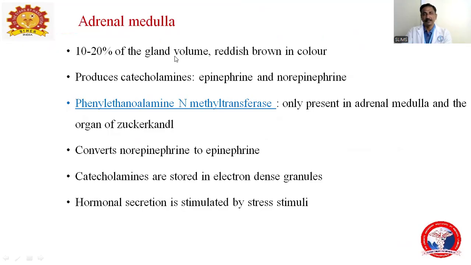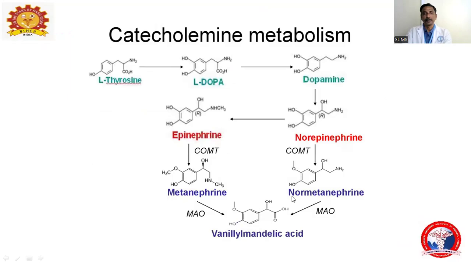10 to 20% of the gland volume is reddish brown in color, and this gland produces epinephrine and norepinephrine. Phenylethanolamine N-methyltransferase is only present in adrenal medulla and organ of Zuckerkandl. That is why epinephrine is synthesized in adrenal medulla alone, where norepinephrine is converted to epinephrine. Catecholamines are stored in electron-dense granules. Hormonal secretion is stimulated by stress stimuli.